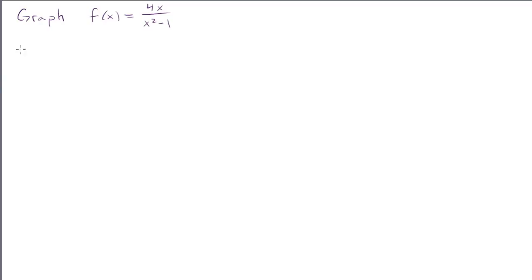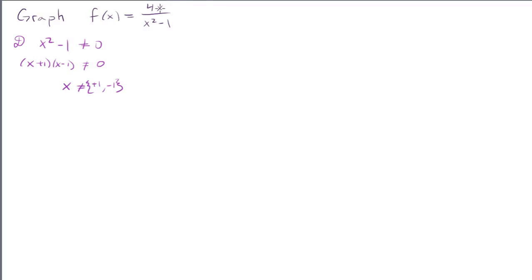Hey everyone, we're going to graph the function f of x is equal to 4x divided by the quantity x squared minus 1. The first thing that we're going to tackle is the domain. So I'm going to take x squared minus 1 and set it not equal to 0. Hey look, x plus 1, x minus 1 can't be 0. So x cannot be plus 1 or minus 1. It can't be either one of those values.